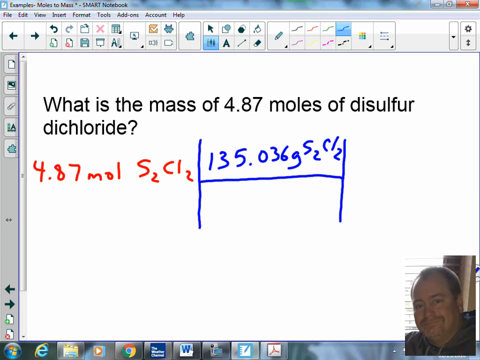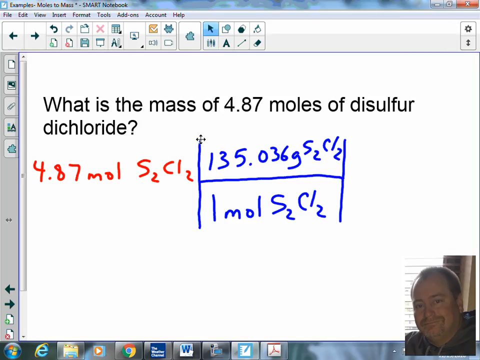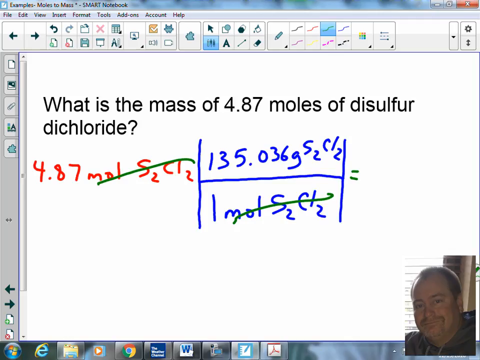Always write your labels. You're going to try to get lazy. There's a reason we write labels. You're going to understand it in stoichiometry. Always write your labels. What goes on bottom? 1 mole of what? S2Cl2. Do I get something to cancel? Well, I have a mole here. I have a mole here. What's my label left over? Grams of S2Cl2.